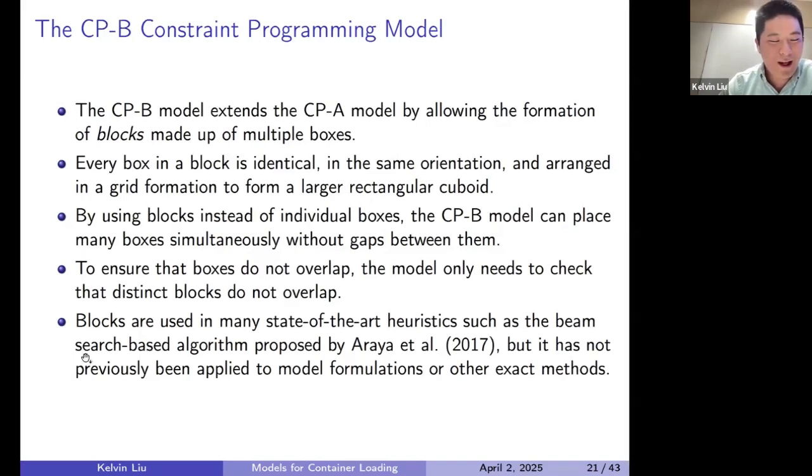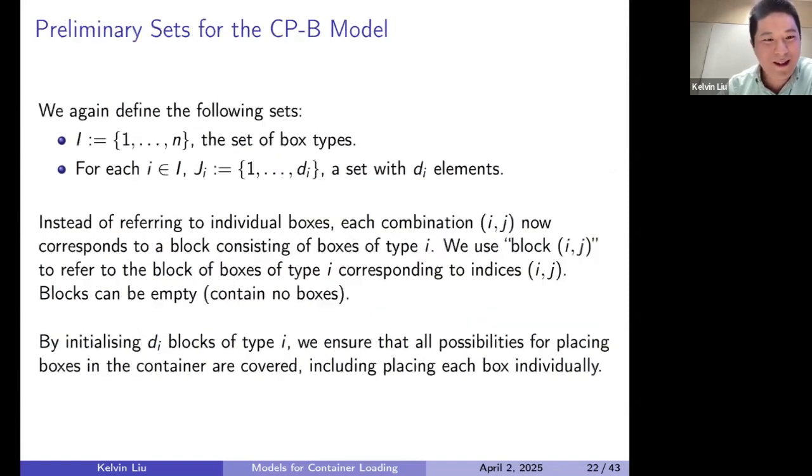I'll just mention that this block building technique, or just using blocks in general, is quite common in a lot of heuristics for the container loading problem, such as the state-of-the-art beam search-based algorithm proposed here. But it has not previously been applied to model formulations of the problem or any other exact methods. So this is quite new, I guess.